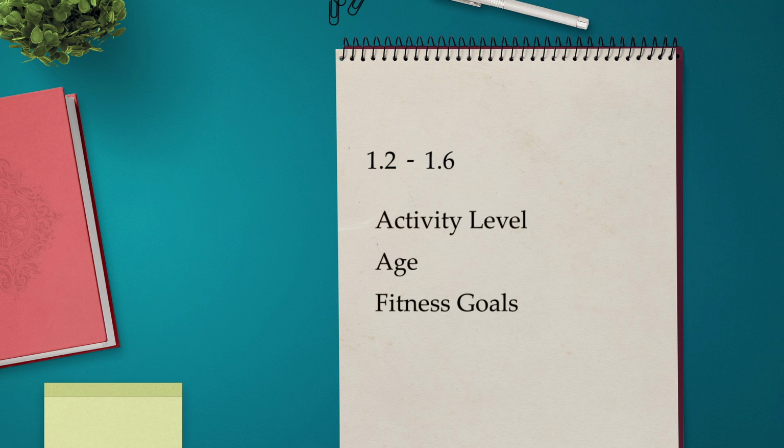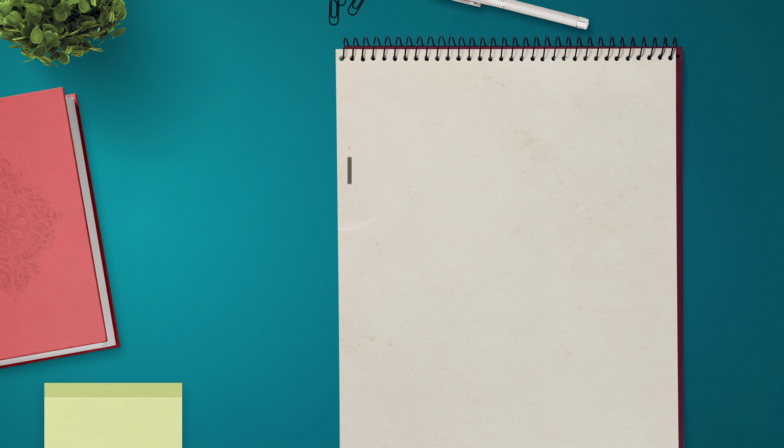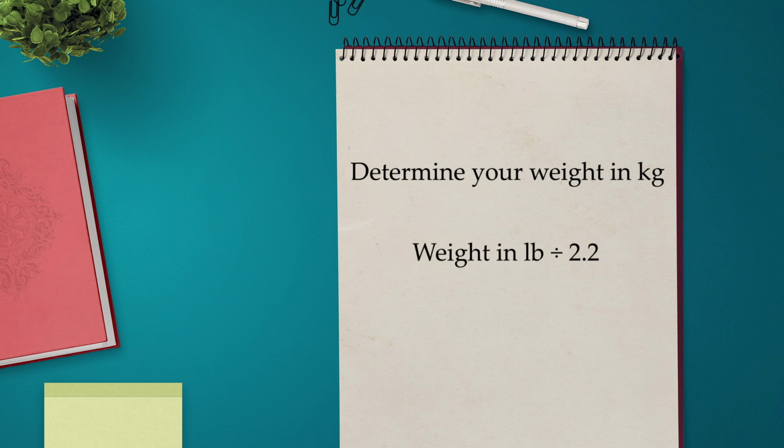Here's how you can calculate it step by step. First, determine your weight in kilograms. If you know your weight in pounds, you can convert it to kilograms by dividing it by 2.2. So let's use the example 150 pounds. Divide 150 by 2.2, which equals approximately 68 kilograms.